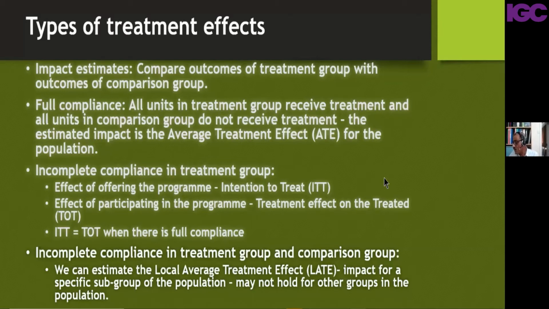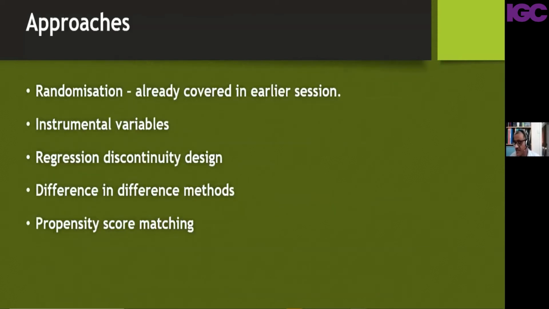So let us then move on to the different approaches that you can use for construction of the counterfactual. So when it comes to the approaches, the first approach that you have already looked at is randomization. I will not really go into the details of the randomization methods, because this has been covered quite extensively, I think, in your earlier session.